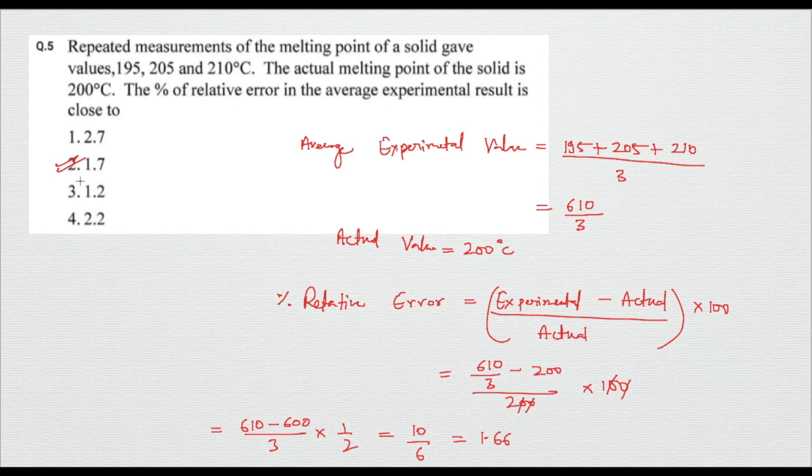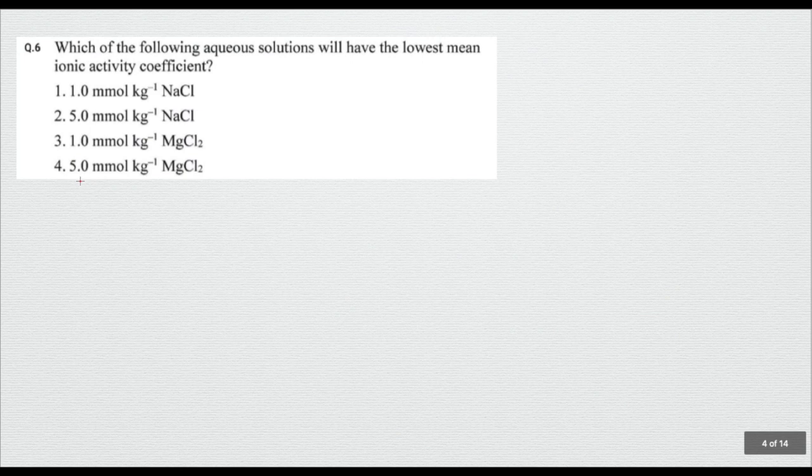So this was from the error part, from the data analysis part. That's how this has to be done. All right, let's go to the next question then. The next question says, which of the following aqueous solutions will have the lowest mean ionic activity coefficient?